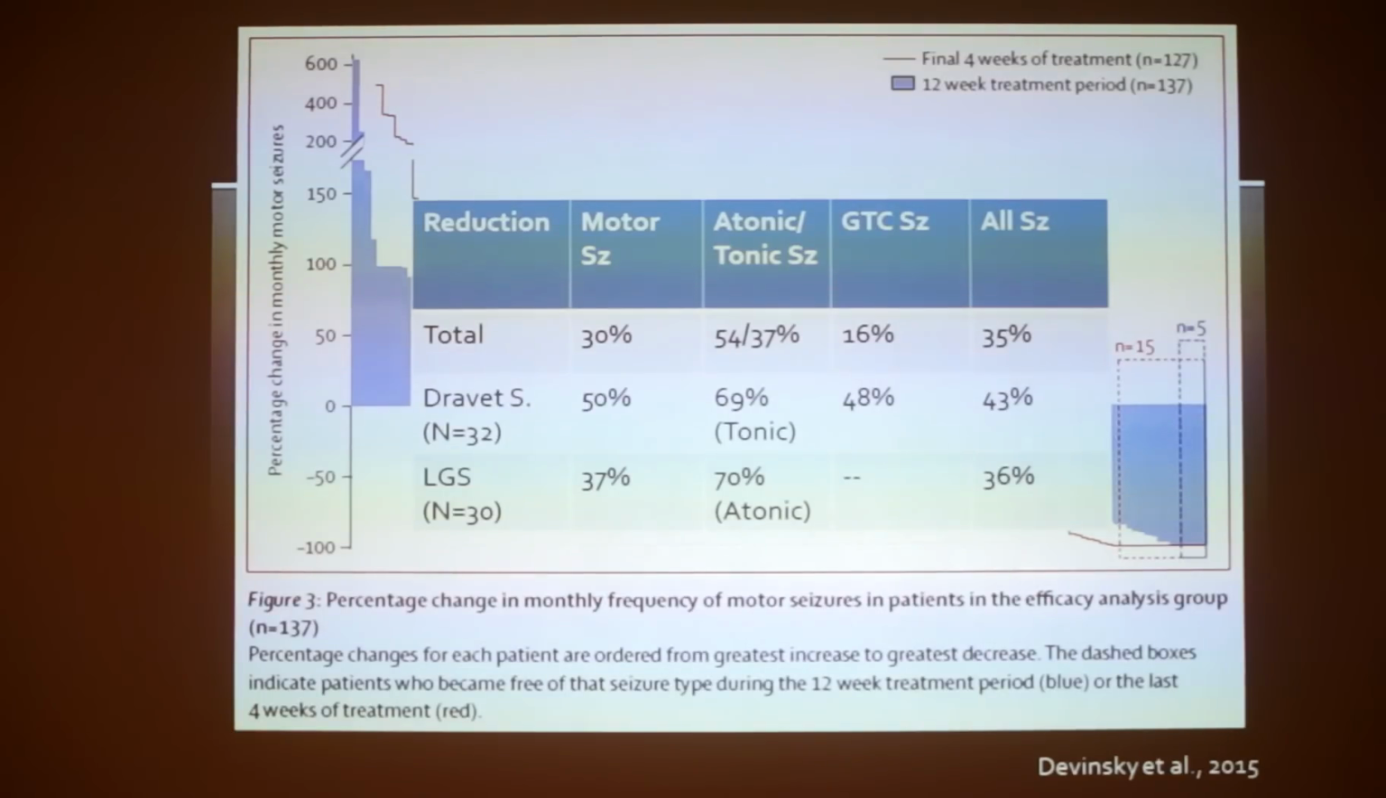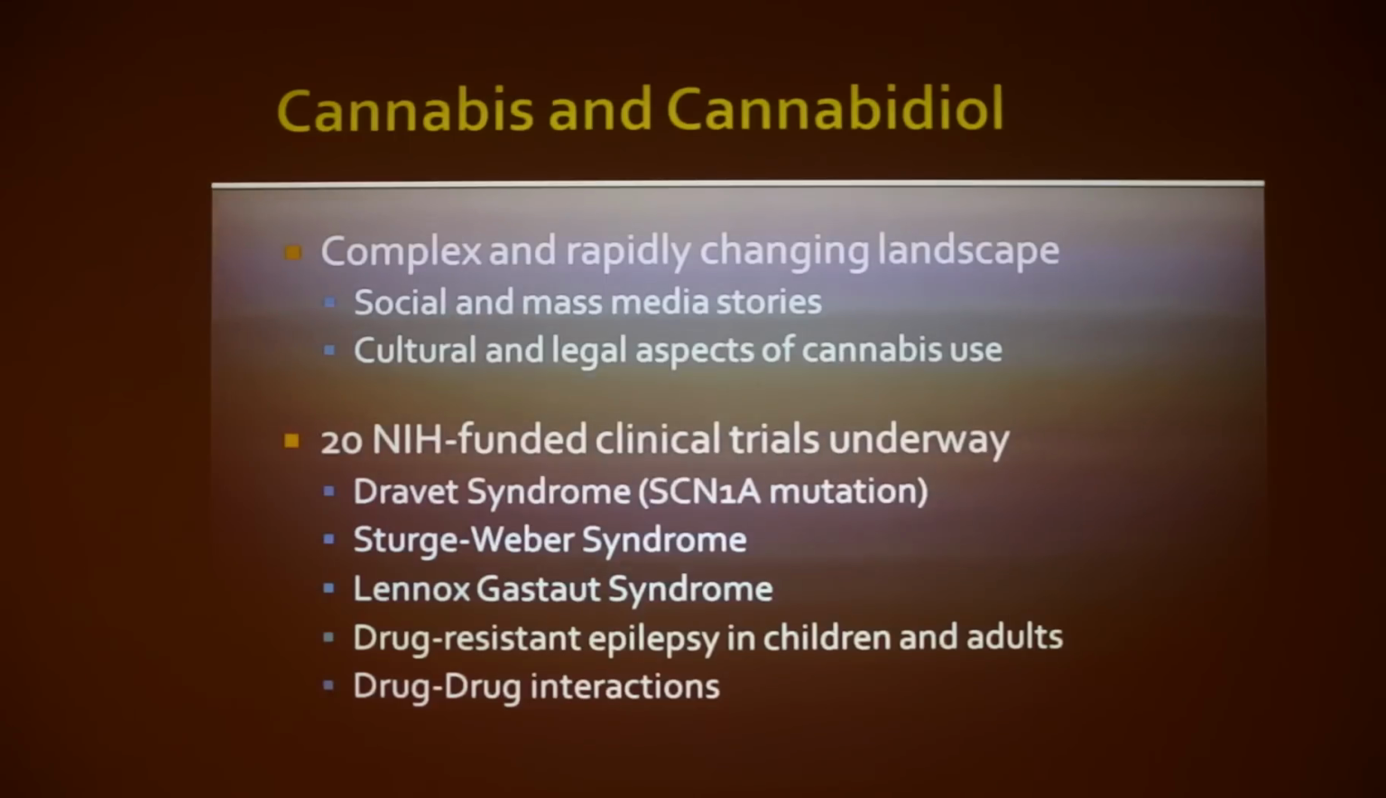For Lennox-Gastaut syndrome, and these are again children with a developmental delay, typically a static encephalopathy and multiple seizure types, atonic seizures. So these are what we have referred to as drop seizures in the past, very disabling with a high morbidity associated with them, 70% reduction. So there does clearly appear to be a role for cannabidiol in the management of a few well-selected epilepsy syndromes.